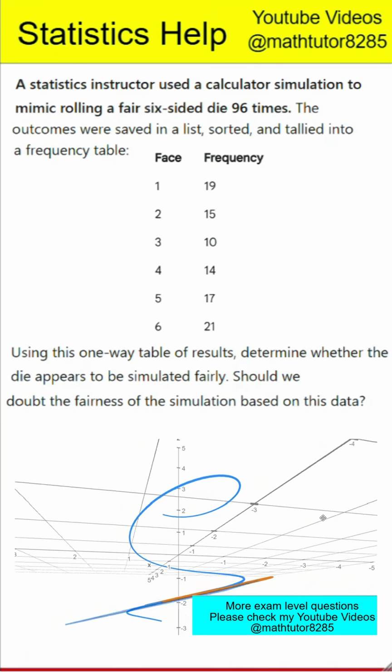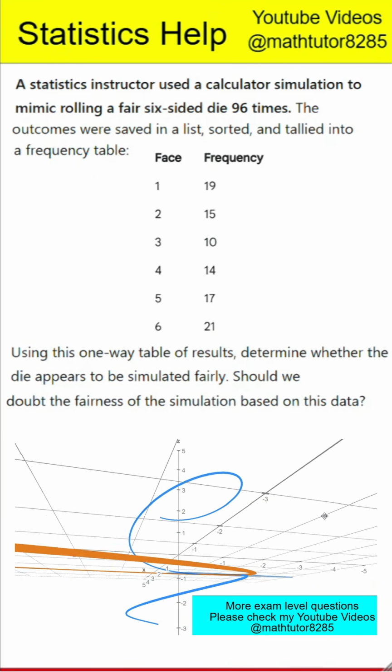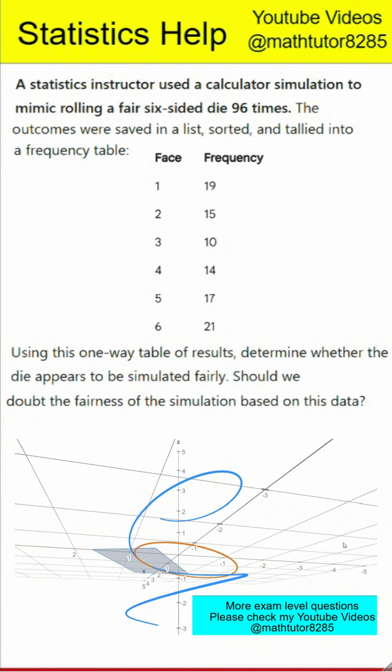The results showed that face 1 occurred 19 times, face 2 occurred 15 times, face 3 occurred 10 times, face 4 occurred 14 times, face 5 occurred 17 times, and face 6 occurred 21 times. Based on this data, does it seem like the calculator simulation represents a fair die, or should we suspect that something is off? Step 1.